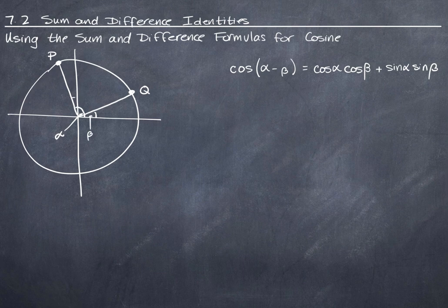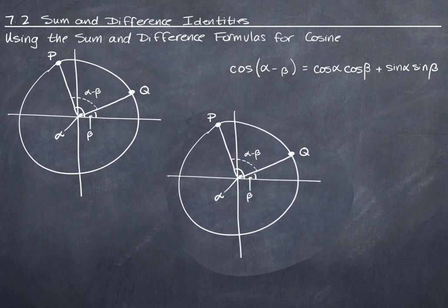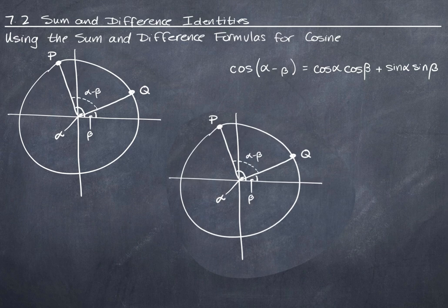The difference between these two angles is alpha minus beta. But notice that it is itself an angle. So alpha minus beta is an angle, and I can take the cosine of that angle. That's what that part means. Now I've made a copy of this circle. I'm going to drag that over here so you can see it is actually just a copy, and I'm going to change a few things.